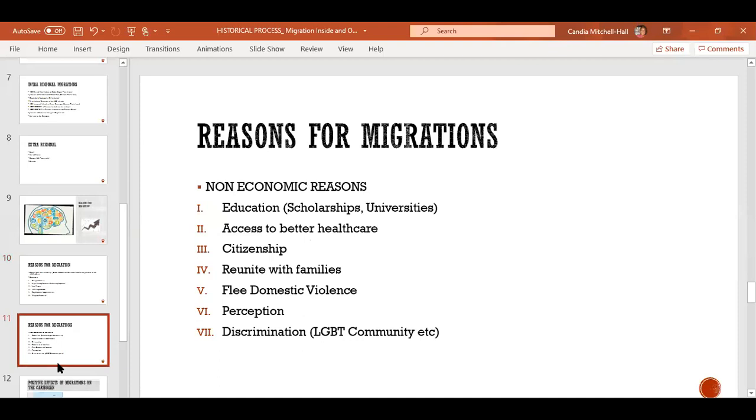Another reason why people migrate is for non-economic reasons. You migrate because of education, you get a scholarship, you go to university, and you migrate. So for example, if Hunter, you leave, you go to University of Pennsylvania, right? Or Pennsylvania State University. You go to that university, you go to study. That's your main reason why you go.